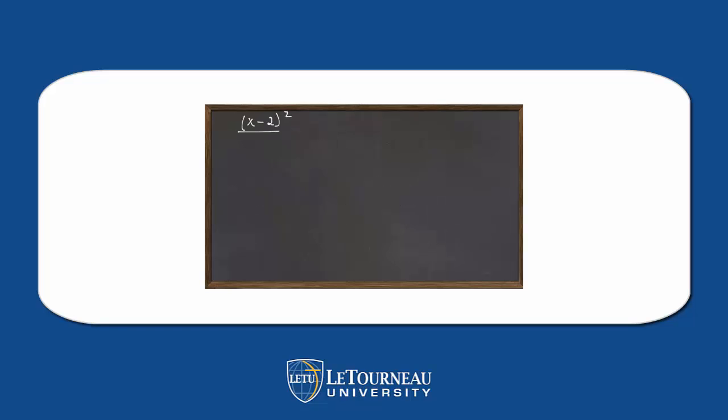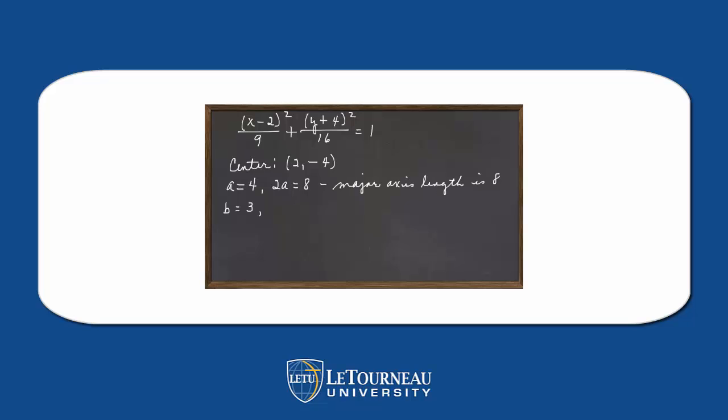Let's look at another example. (x minus 2) squared over 9 plus (y plus 4) squared over 16 equals 1. Again, do you recognize that's going to be a y-squared ellipse with a vertical axis rather than horizontal? The center is at (2, -4). A is equal to 4, so 2a equals 8. That's the major axis length. B is equal to 3, so 2b equals 6. And that's the length of the minor axis. This is, as I mentioned to you, another y-squared ellipse. Remember, a squared is always the larger of the two.